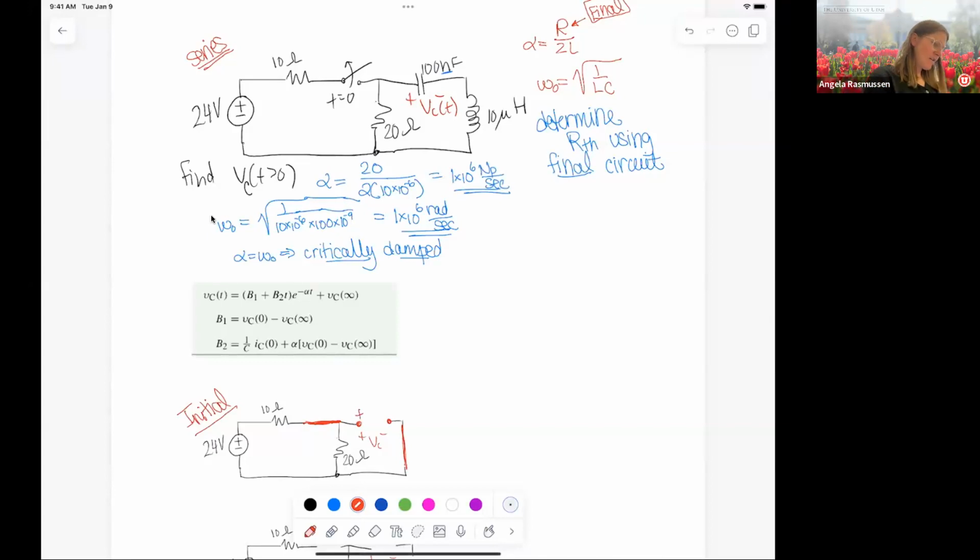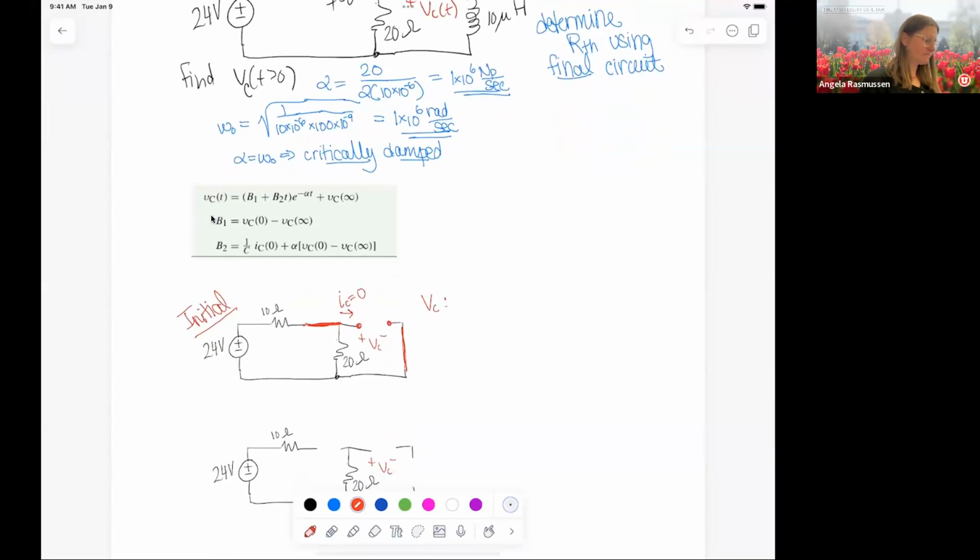So this will be your initial circuit. And we need to find the initial current IC and the initial value for VC. So IC will be what? Good. And VC will be what? Okay, so you could identify it's a voltage divider. But if you don't see it's a voltage divider, how else can you solve for that? Node voltage. Thank you.